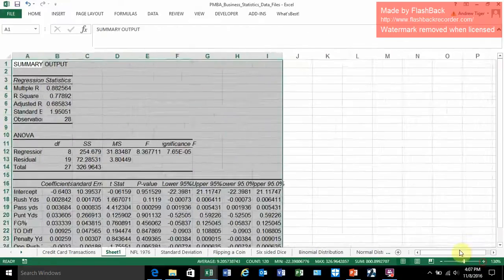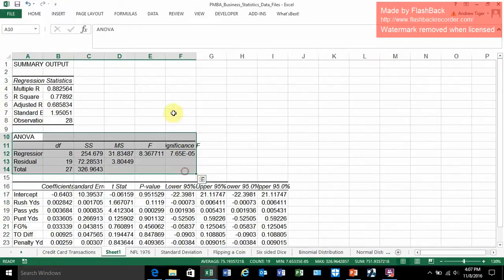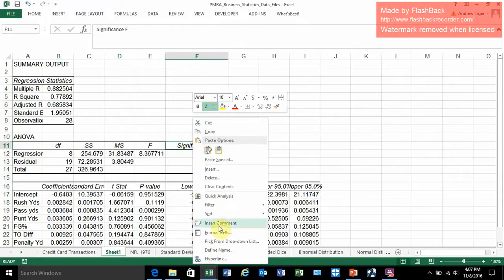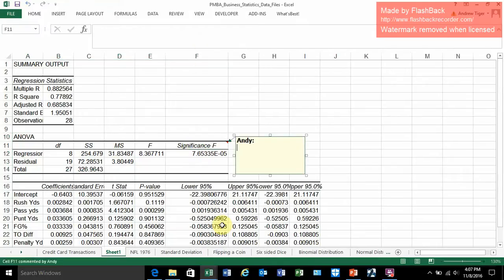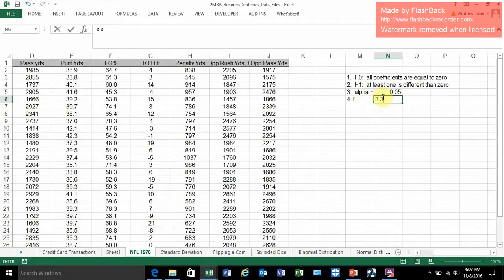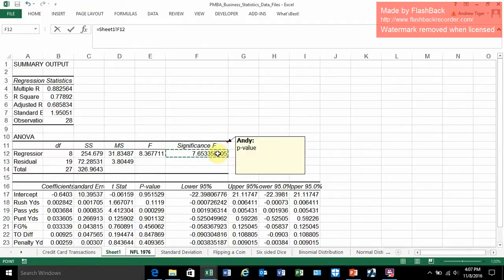We get the typical regression output, but I want to focus on the ANOVA table and primarily this significance F. This is the p-value. So the F-stat is 8.36. So back to this, my F-stat is 8.36. But more importantly, what is the probability that my null hypothesis is true, which is the definition of the p-value, and it's equal to a very, very small number.